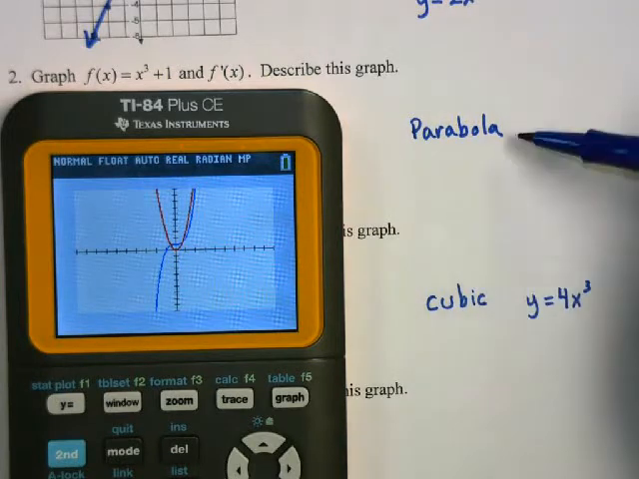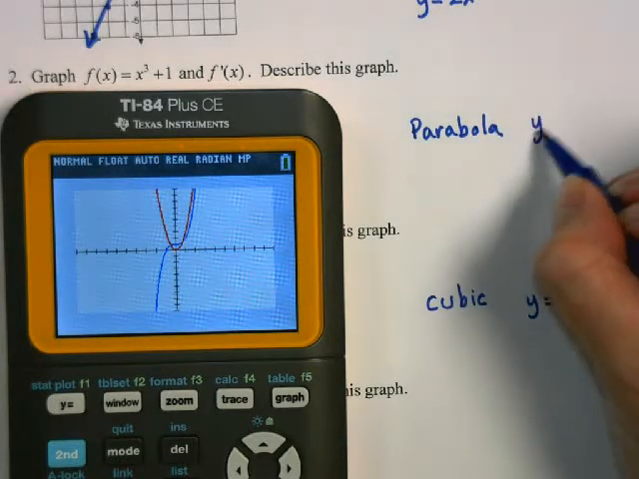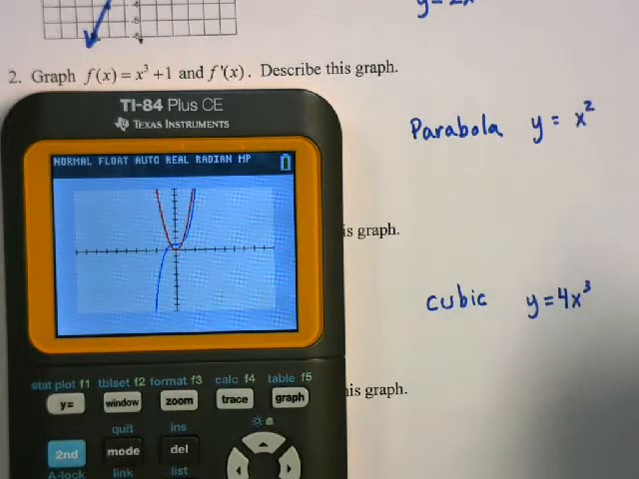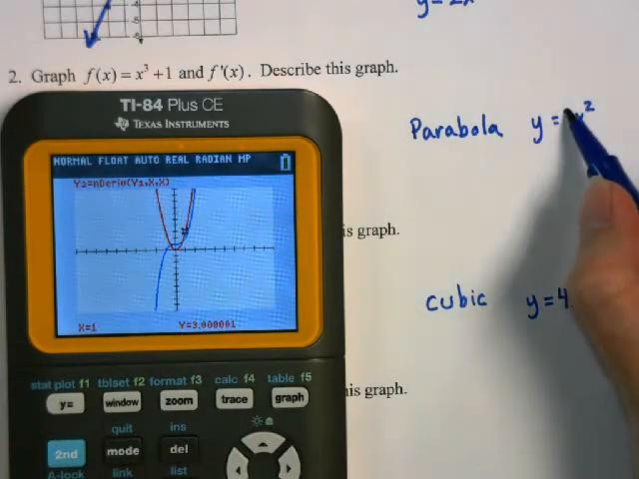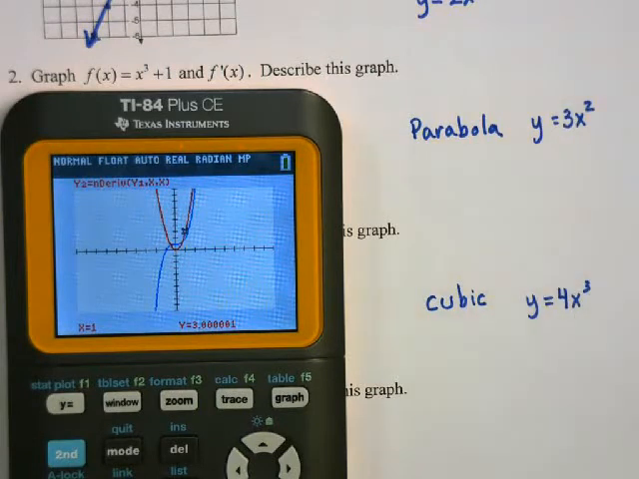So let me go back to this one a little bit. So we said it was a parabola, so it's going to be y equals something squared. And if I trace on the derivative, if I trace to 1, it's up at 3. So this would be 3x squared according to the calculator.